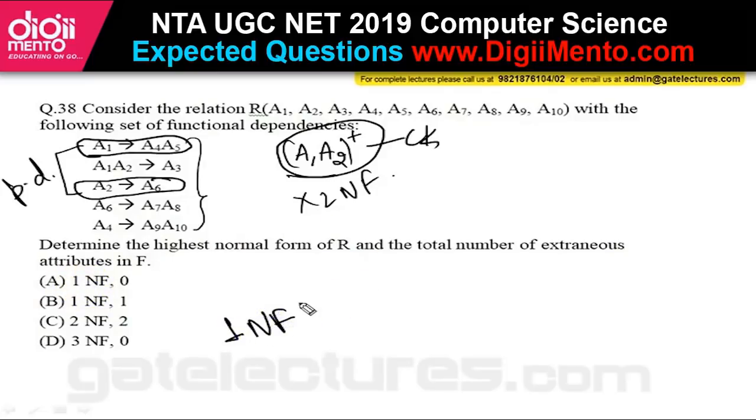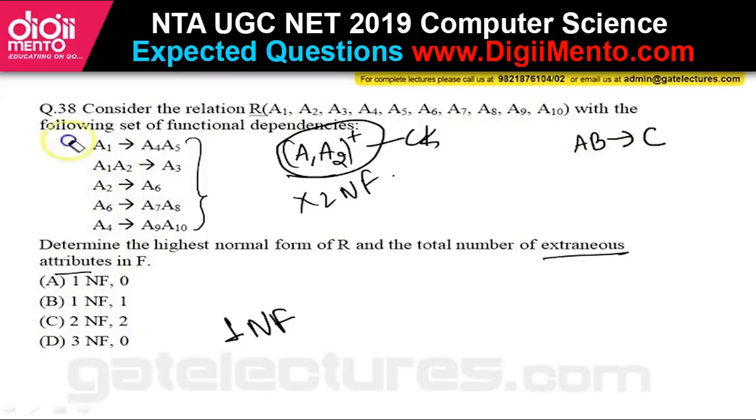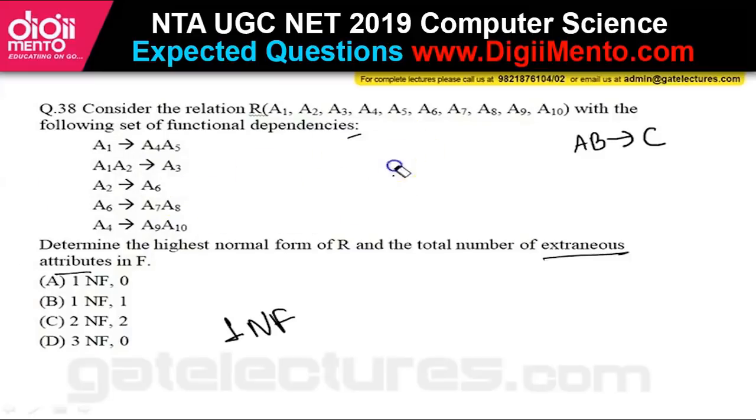Now next is, what is the total number of extraneous attributes? Now what are extraneous attributes? Let's say I have a functional dependency given here, AB derives, let's say, C. Now it works only in these kind of cases. So I'll tell you what these are. Let me erase this, otherwise you'll get confused.